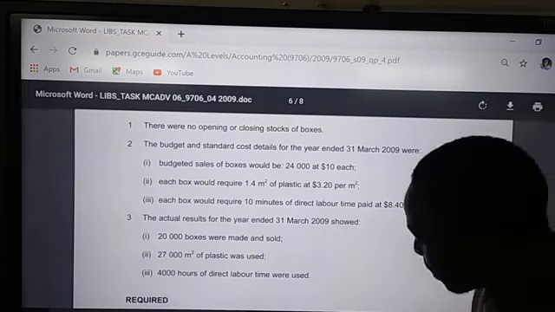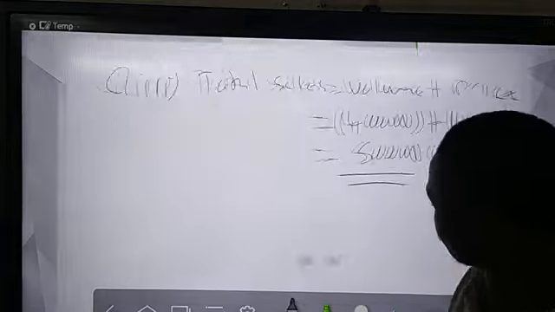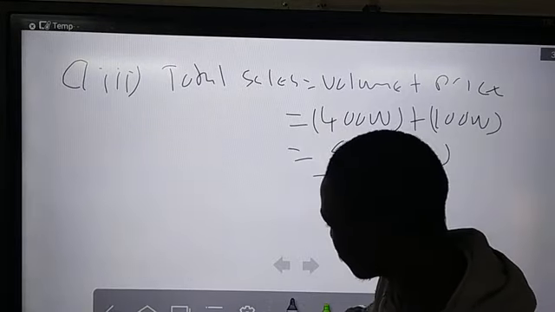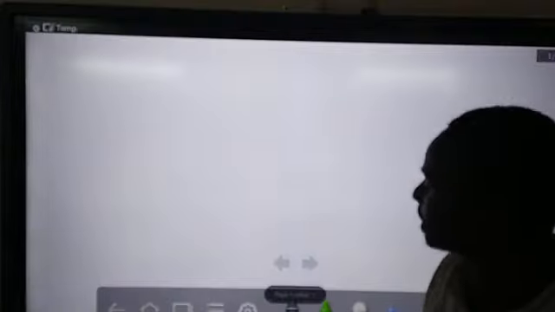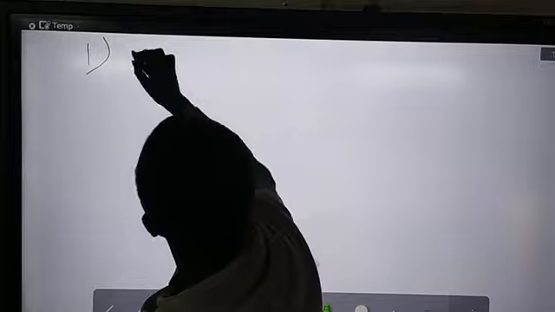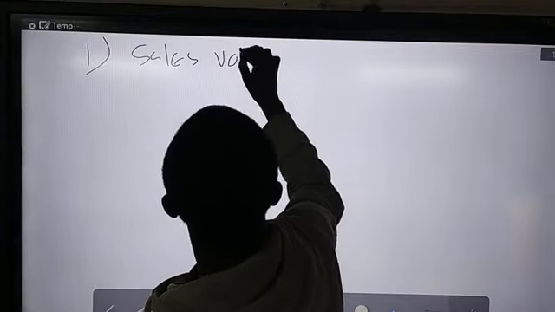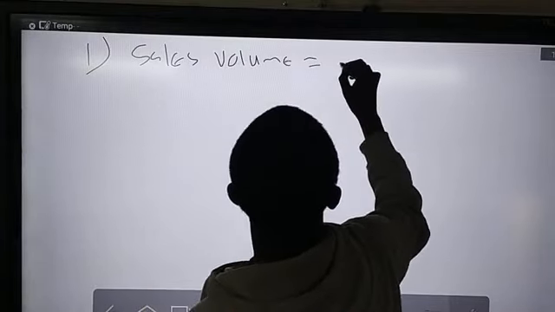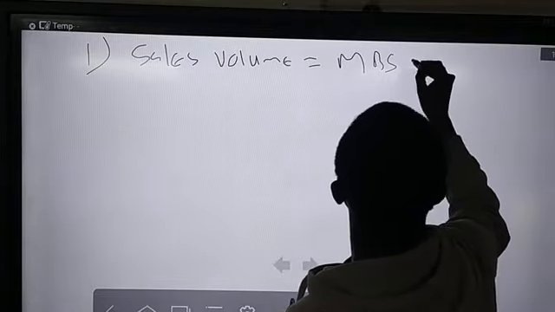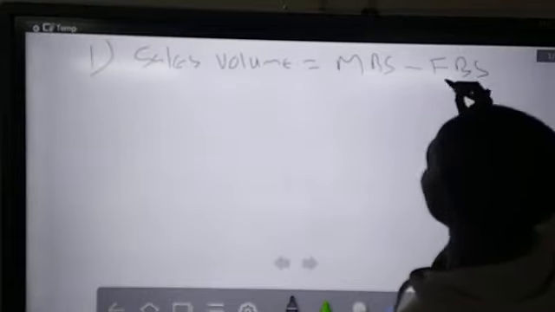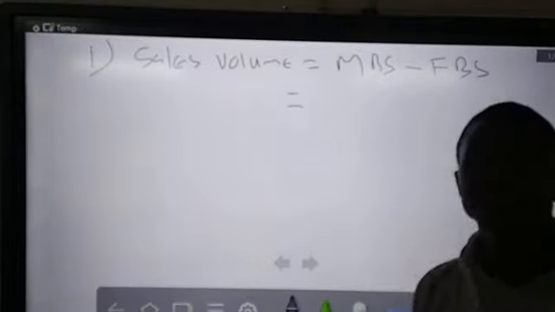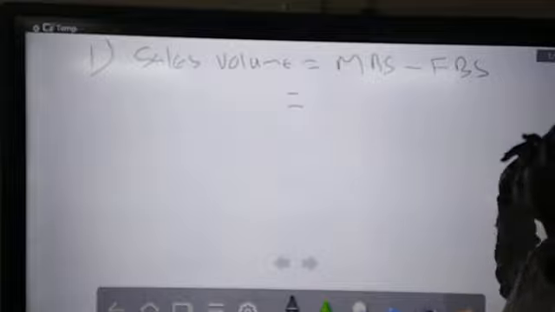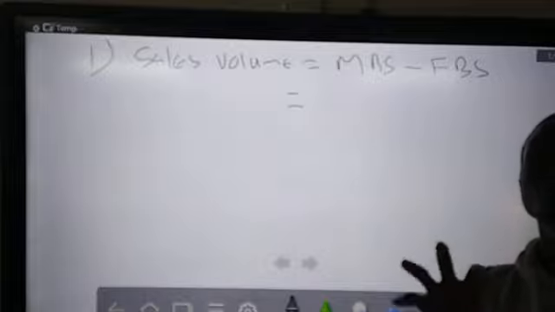So the first one we are going to deal with is sales volume. Let me delete all these pages and start new pages. So number 1, we need to calculate sales volume. The formula for sales volume is master budget sales minus flexible budget sales. Master budget simply refers to budgeted sales revenue. Then FBS, that's flexible budgeted sales revenue.